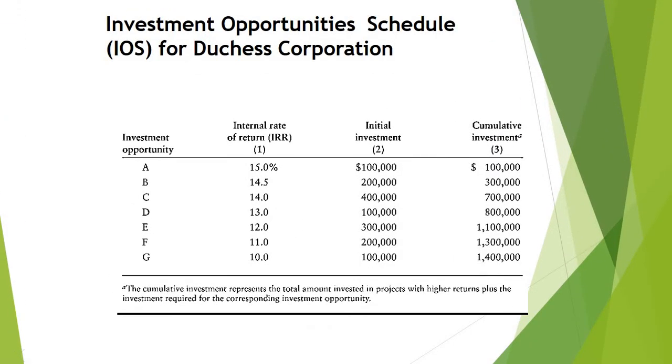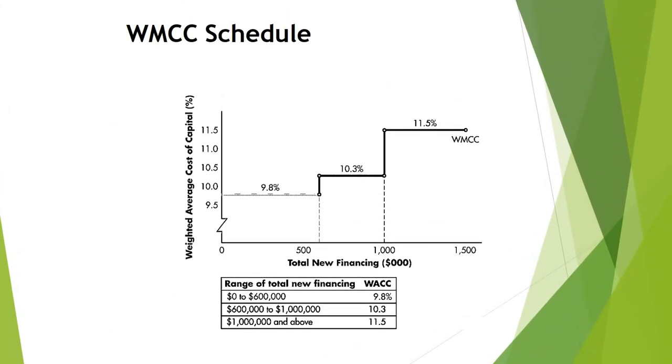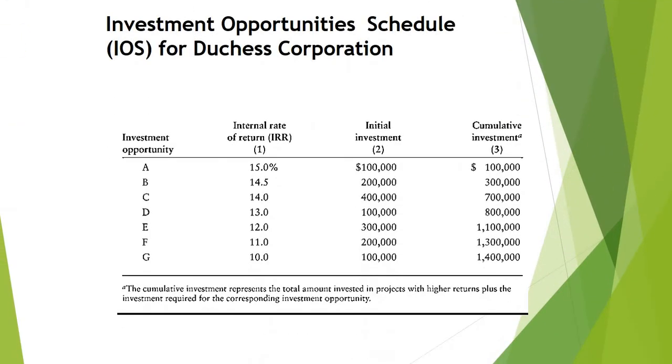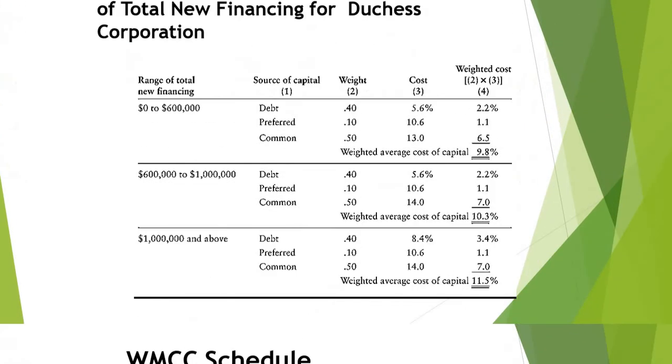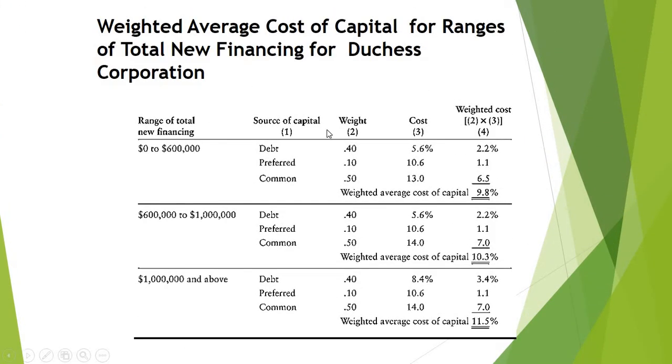Here is the schedule for investment opportunities for Duchess Corporation. So we know that Duchess Corporation's weighted average cost of capital is 9.8% if it raises $0 to $600,000, 10.3% if it raises $600,000 to $1 million, and 11.5% if it raises $1 million or more.